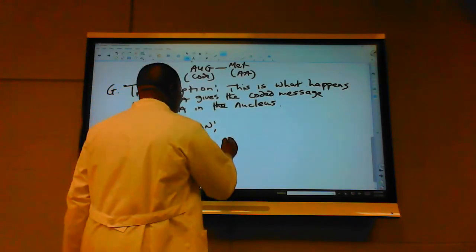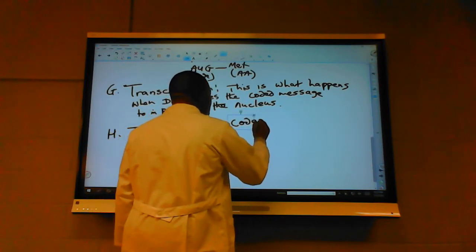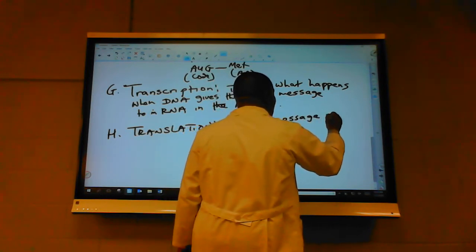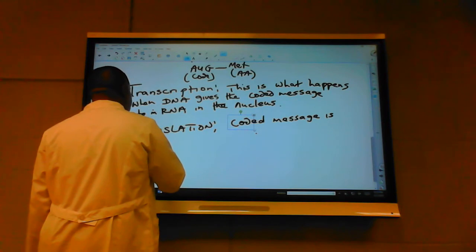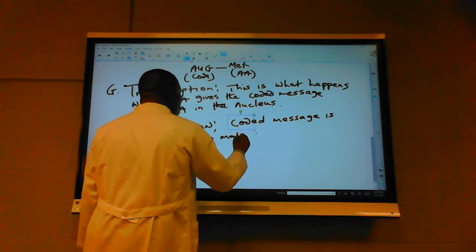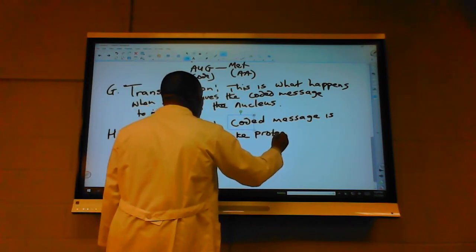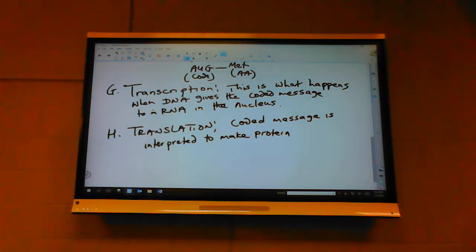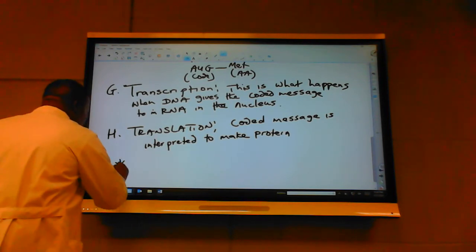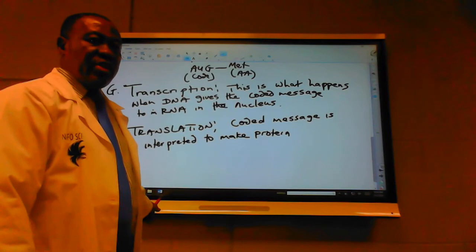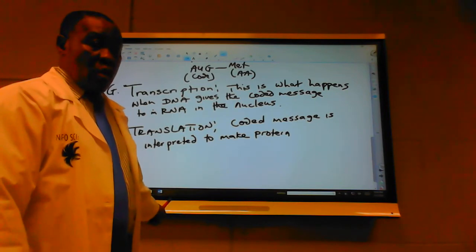Okay? So what's translation? This is where the coded message is interpreted in order to make protein. Okay? So the coded message is interpreted to make protein. Summarize. Don't be surprised if you see this on the EOC. Okay? Anytime you see a star, make sure you focus on the star. It could be on the EOC, all right?